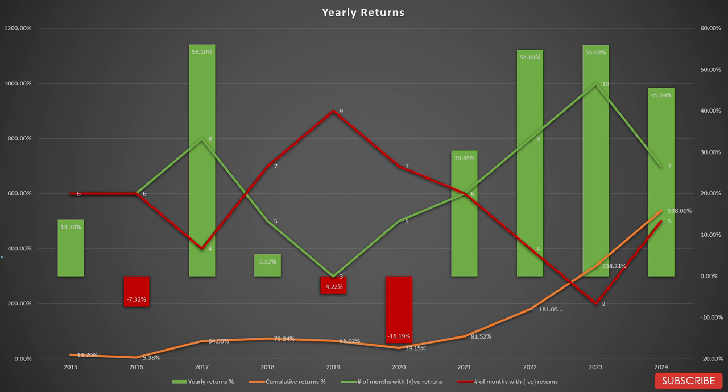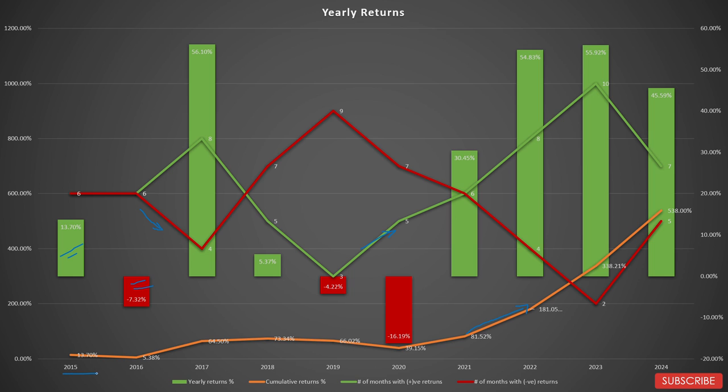So this is the yearly returns graph. The green bar or the red bar shows the yearly returns. The green bar shows the positive returns in that year, and the red bar shows the negative returns. This orange line down here shows the cumulative returns in percentage. The green line here shows the number of months with positive returns, whereas these red bars show the number of months with negative returns.